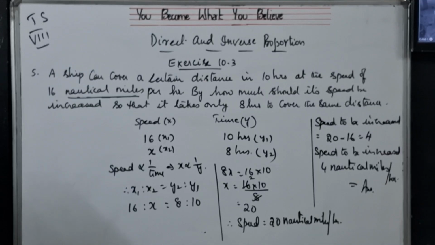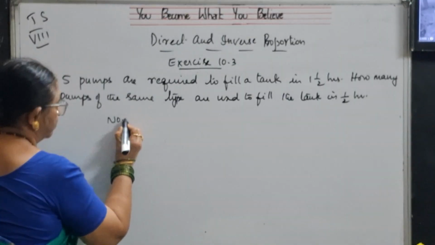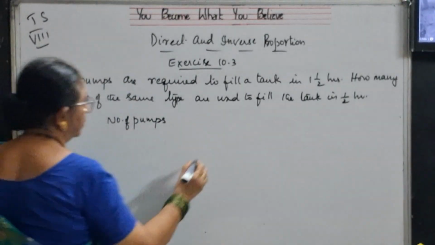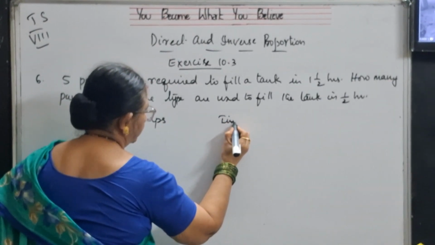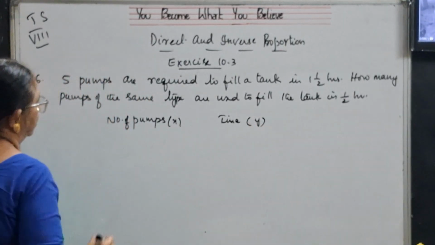This is the fifth problem. 5 pumps are required to fill a tank in 1.5 hours. How many pumps of the same type are used to fill the tank in half an hour? In half an hour, that is, time is reduced. The number of pumps and the time. This is X, this is Y.